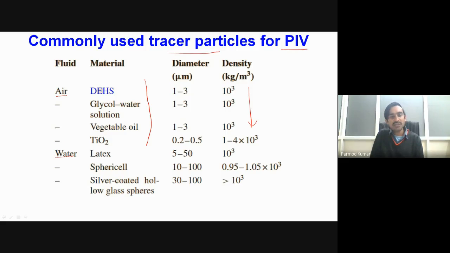Then when we are using water as our fluid medium, the majority of the time we will be using solids as our tracer particles, and you can see the corresponding diameter of the particle is one order higher in comparison to the diameter of particles required with air as the fluid. And this is the corresponding density value for the different particles written over here.